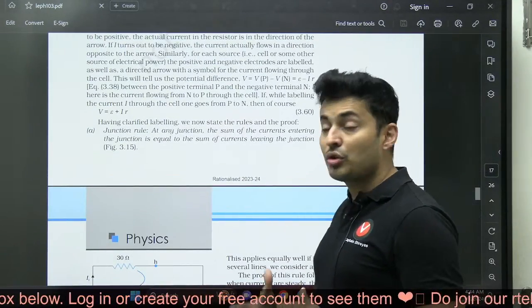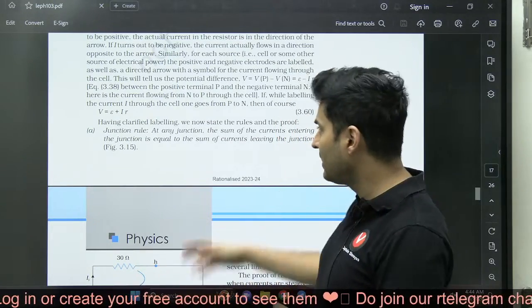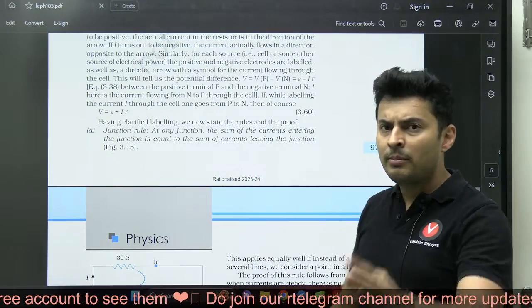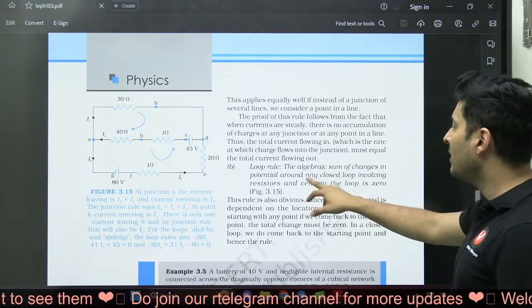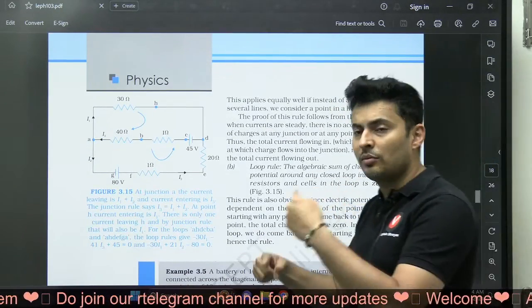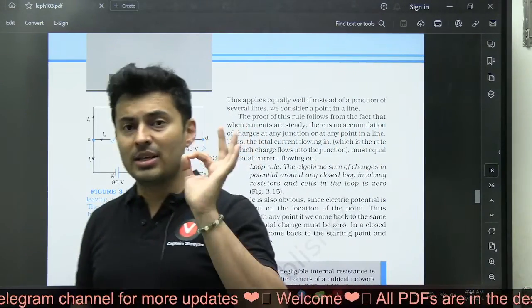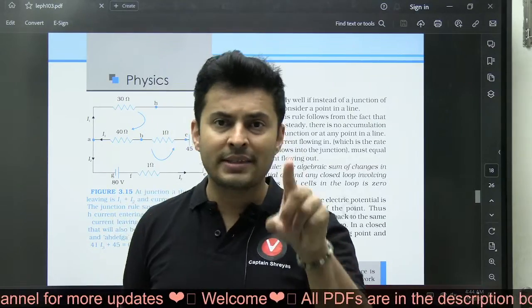Kirchhoff's rules help you solve complicated circuits. You have two rules. One is the junction rule. At any junction, the current entering is the current exiting, based on conservation of charge. Second is the loop rule, which says the total sum of the voltages across the circuit loop once is 0, based on energy conservation. You should know the signs.